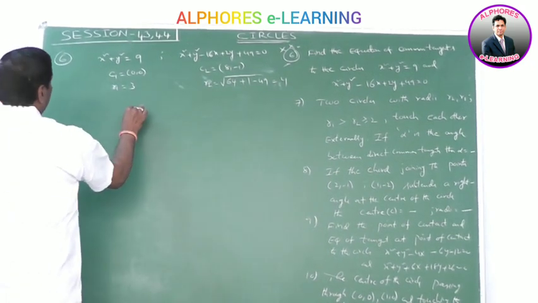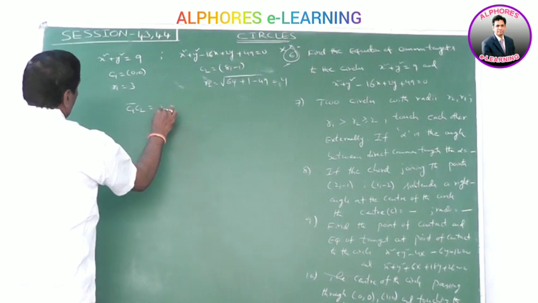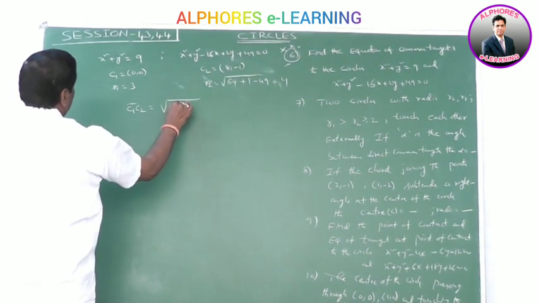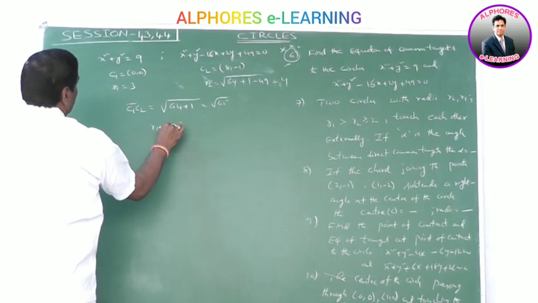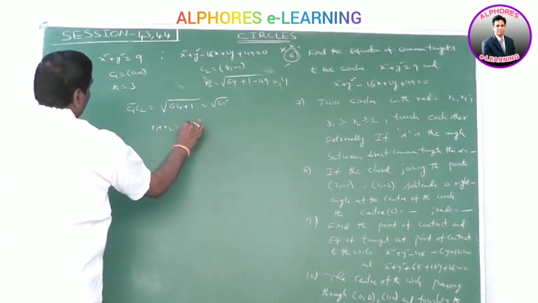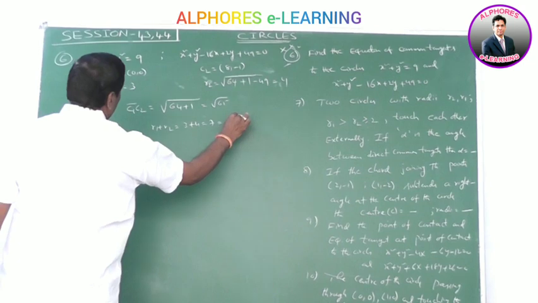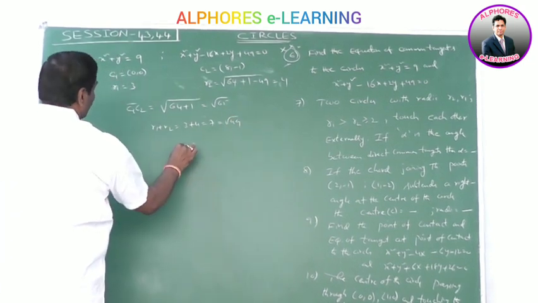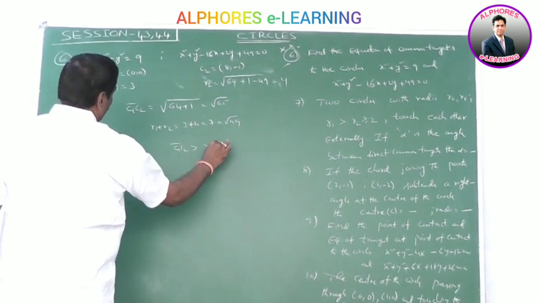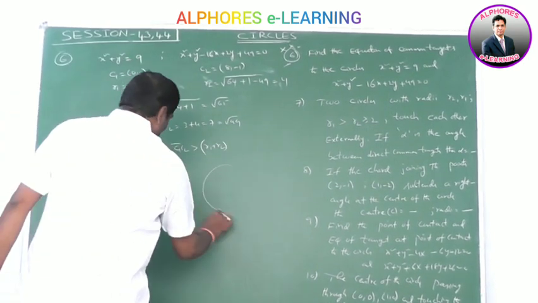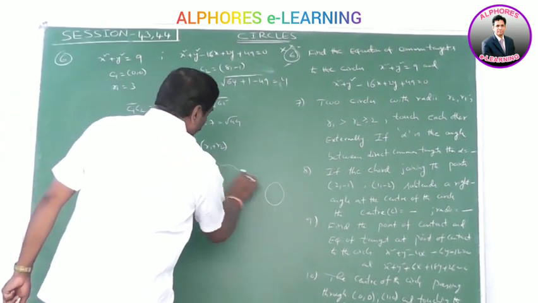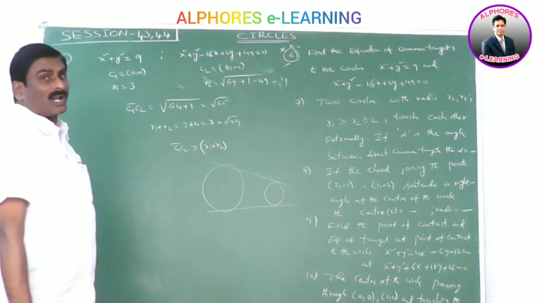Now C1C2, the distance between the two centers, is equal to under root (x2 minus x1) whole square, which is 64 plus 1, root 65. Here R1 plus R2 is equal to 3 plus 4, that is equal to 7. 7 means root 49. Clearly C1C2 is greater than R1 plus R2. That means one circle is away from the other circle. That means the two circles are in this way. So we get two direct common tangents and two transverse tangents.